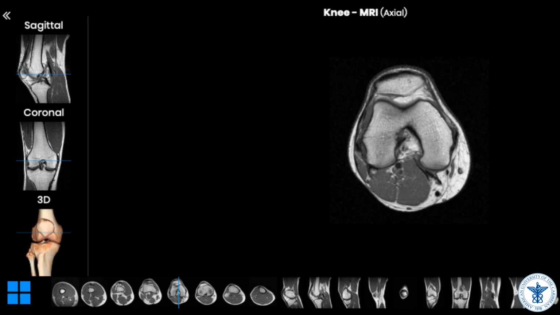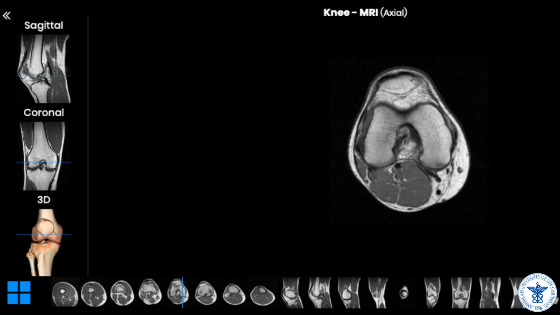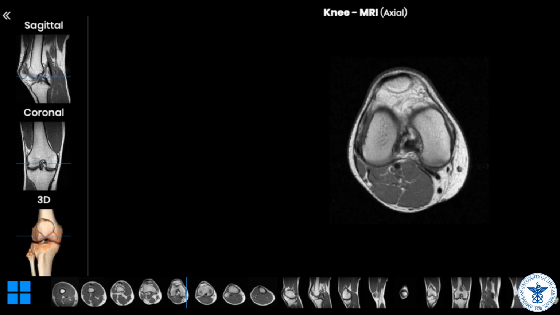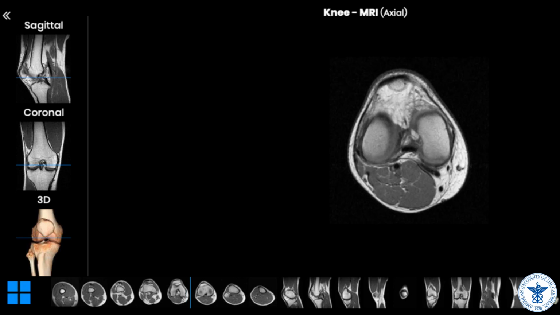As we scroll further down, we can see the infrapatellar fat pad, always hyper intense area in front here, filled with fat. This is the infrapatellar fat pad, and you also see this oval-shaped structure which extends down from the lower part of the patella. This is the patellar ligament.